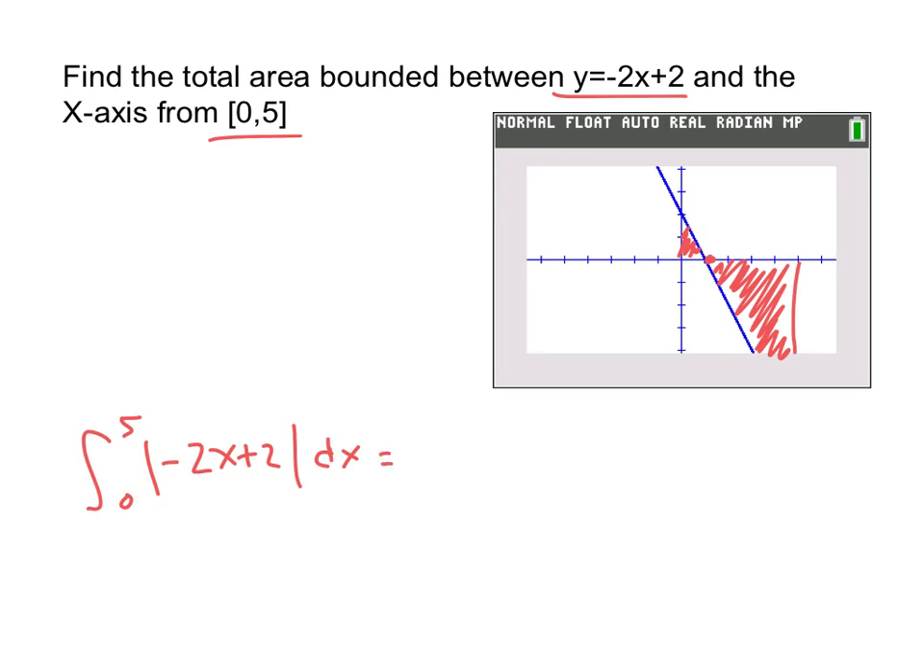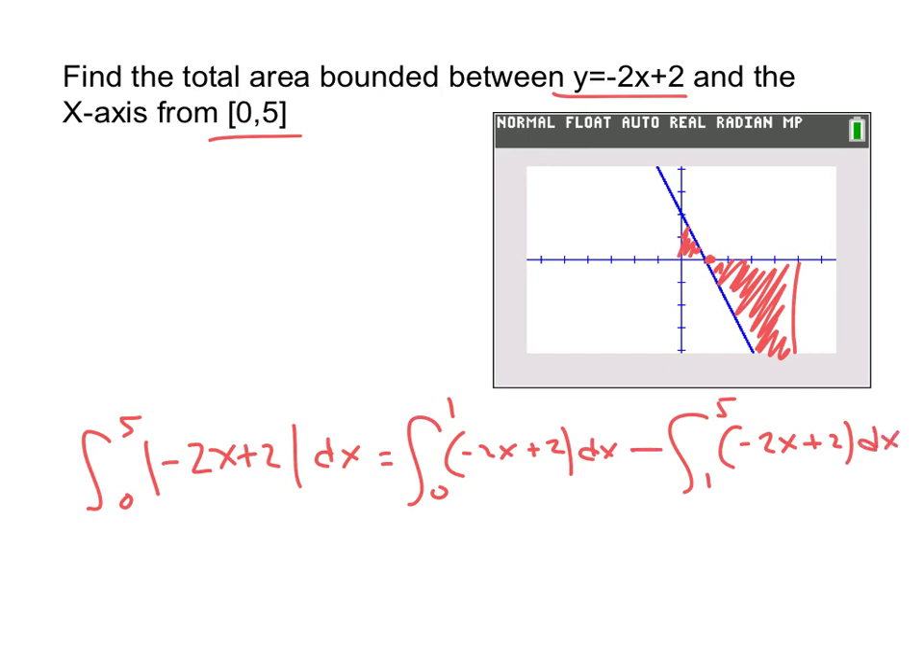If I was doing this by hand, I'd have to first integrate from 0 to 1 of negative 2x plus 2. Then I'd have to integrate from 1 to 5 of negative 2x plus 2. And since this second one is going to turn out to be a negative area because it's below, I'm going to subtract that negative area. So both of these wind up representing the same total area, and in the end, I get an answer that's about 17. I think it was 16.999999.